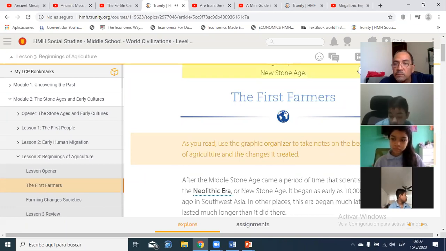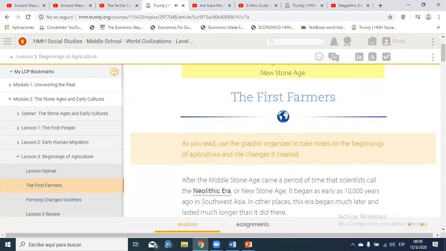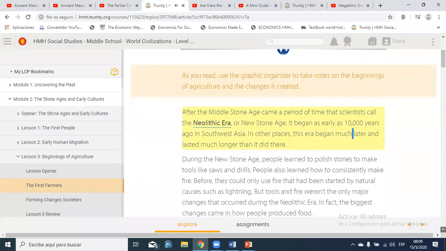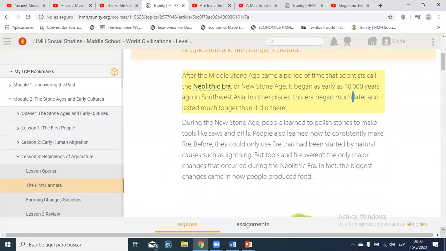Main idea. The first farmers learned to grow plants and raise animals in the New Stone Age. As you read, use the graphic organizer to take notes on the beginnings of agriculture. After the Middle Stone Age came a period of time that scientists call the Neolithic Era, or New Stone Age. It began as early as 10,000 years ago in Southwest Asia. In other places, this era began much later and lasted much longer than it did there.